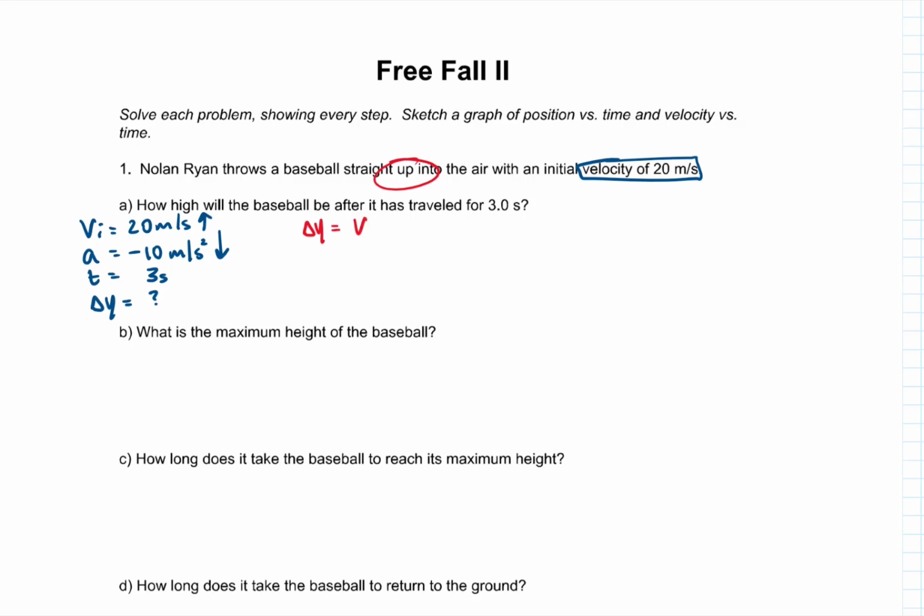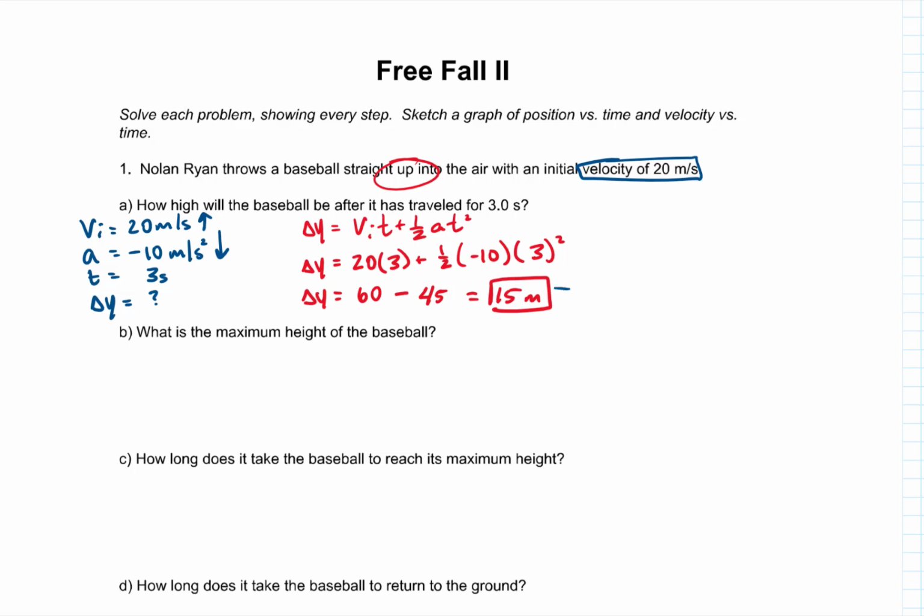That's delta y equals v0t plus 1/2 acceleration times time squared. We're going to plug in all of our numbers here. So delta y is equal to 20 times 3 plus 1/2 times negative 10. And again, the negative sign is very important. It's telling me we're slowing down, times 3 seconds squared. So if we do each one of those individually, we get 60 minus 45. So our delta y comes out to be 15 meters. And because it's positive, it's going to be up.